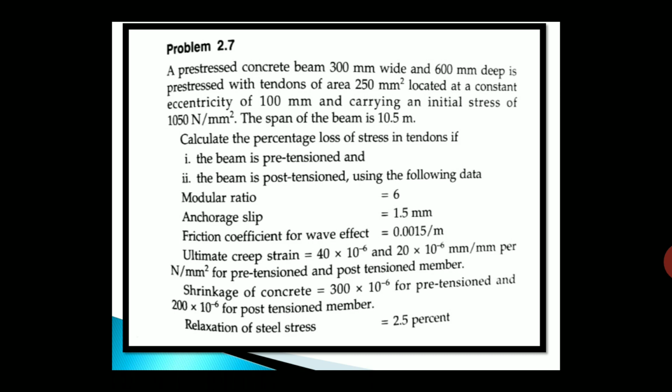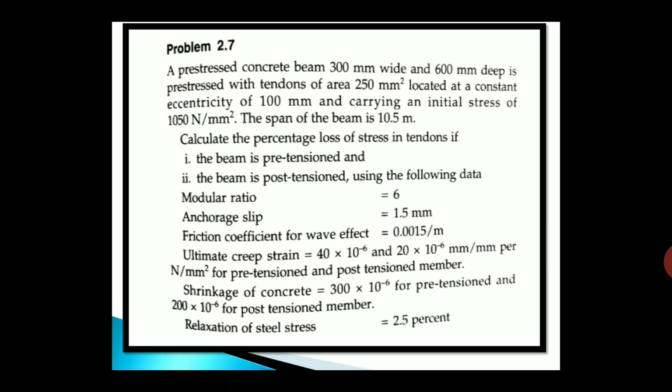So again, next example, which is an easier one. Here we have a beam which is 300 by 600. The area of steel is given as 250 mm square and located at a constant eccentricity of 100 mm. That means the cables are straight. Initial prestress is given as 1050 Newton per mm square and span is 10.5. We need to compute the losses using the given data.